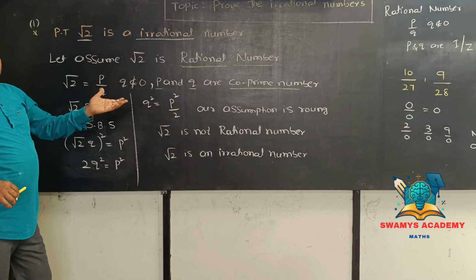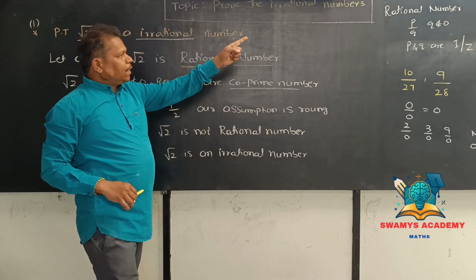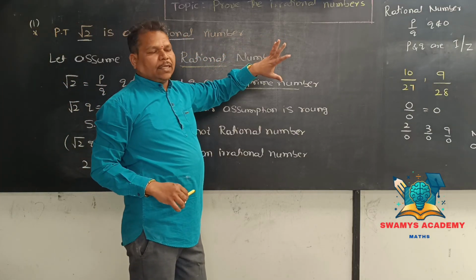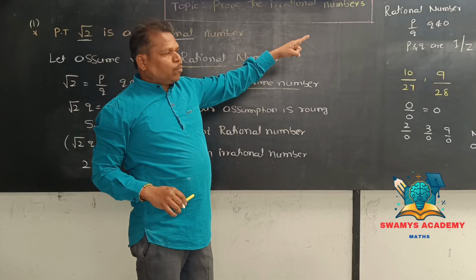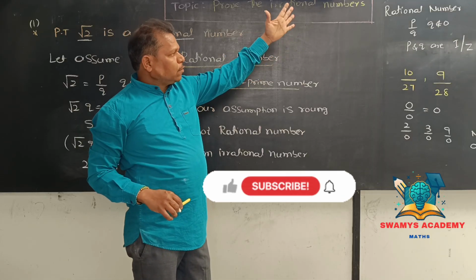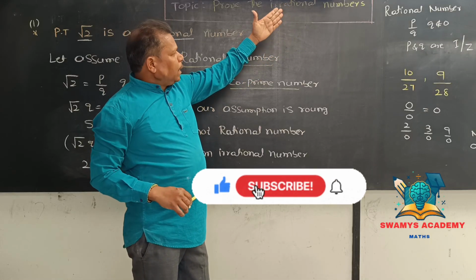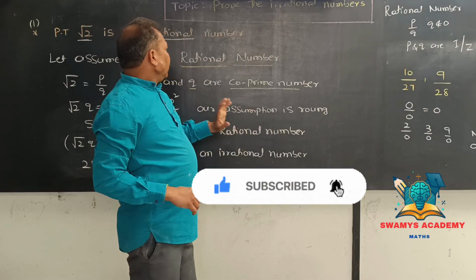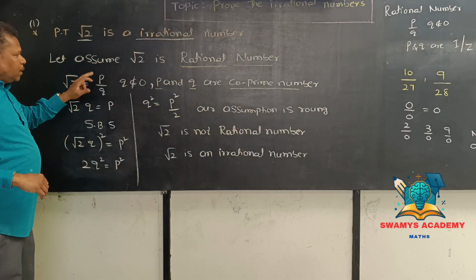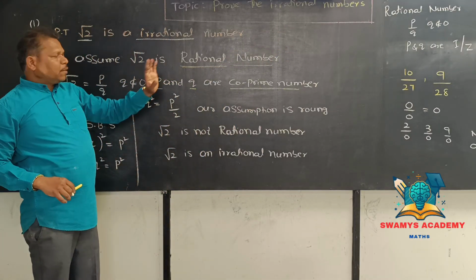So we need to take the opposite. The opposite of an irrational number we call a rational number. What is meant by a rational number is one which can be expressed in the form of p by q, q is not equal to 0. That we call a rational number, and p and q are integers. So let's assume that square root of 2 is a rational number.